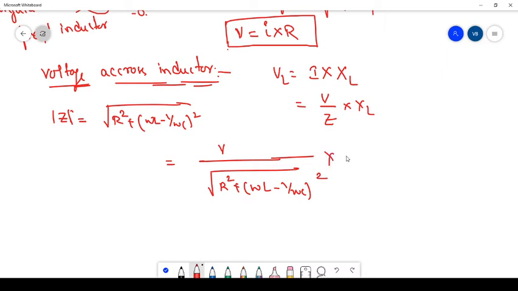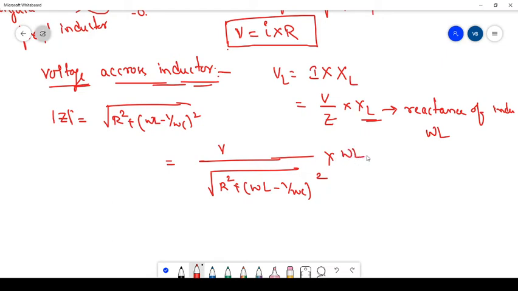So what is meant by XL here? XL is nothing but the reactance of the inductance. How are we going to write the reactance of the inductance? That is omega into L. You substitute that value, omega into L.